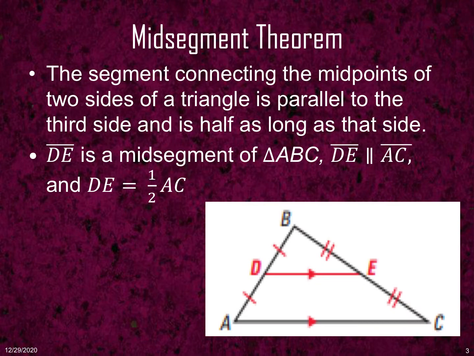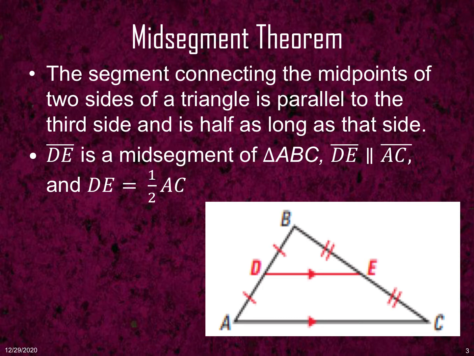The mid-segment theorem talks about the length of the mid-segment and the side of the triangle that it's parallel to. So this segment connecting the midpoints of 2 sides of the triangle is going to be parallel to the third side. And the length of that mid-segment is going to be half as long as the side of the triangle that it's parallel to.